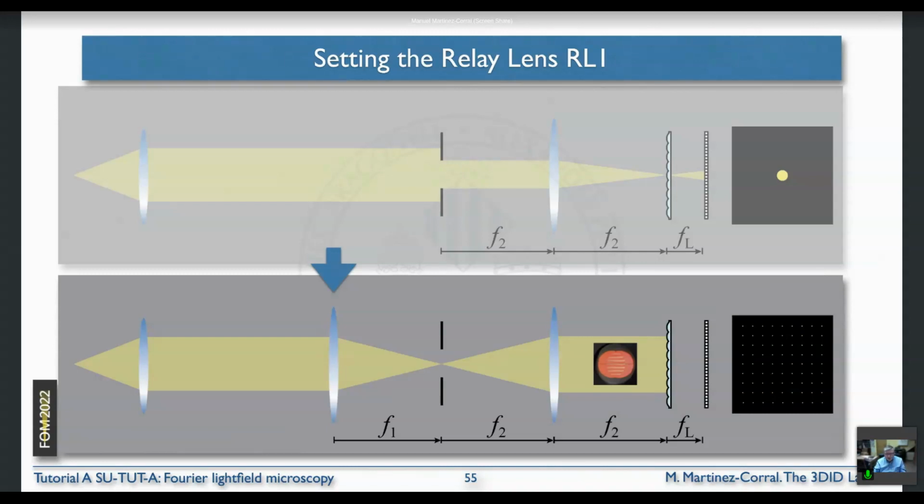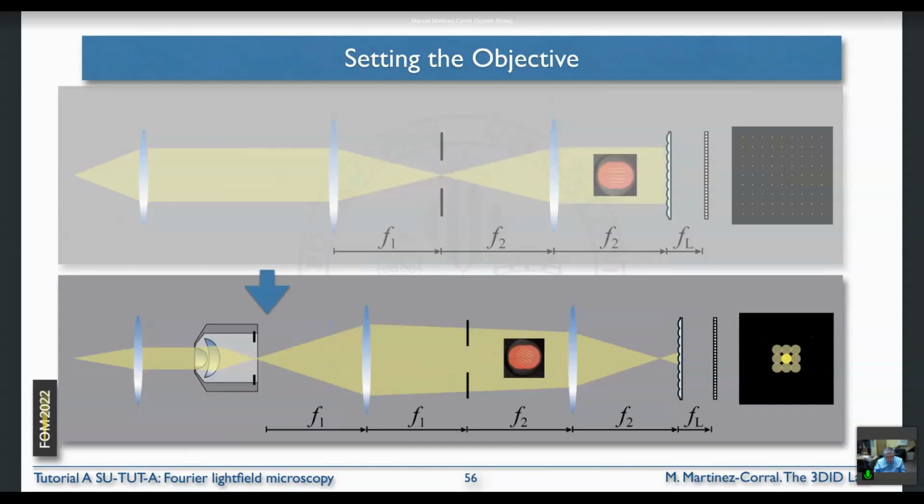And now we need to include the microscope objective. So the microscope objective must be placed in such a way that its aperture stop is in the front focal plane of here, and therefore would be conjugated here.